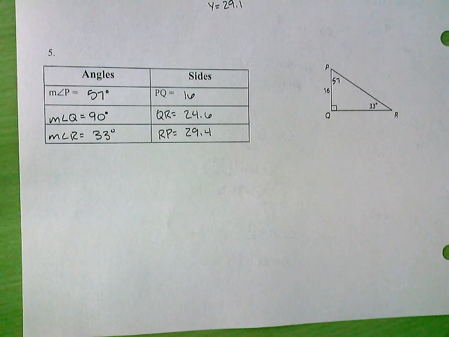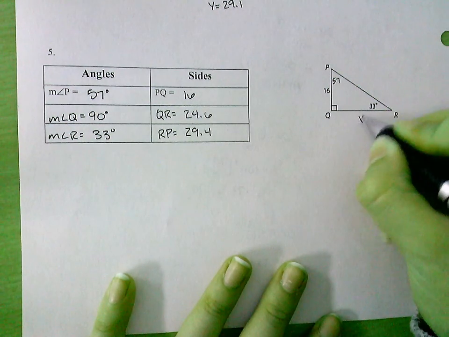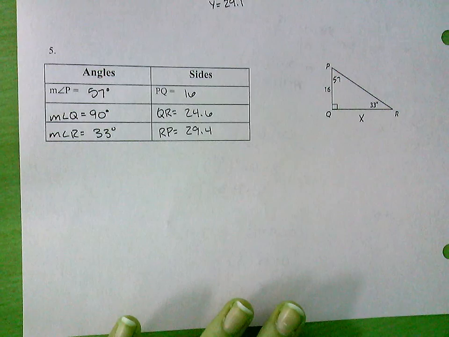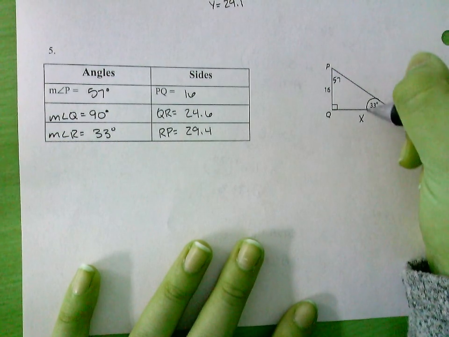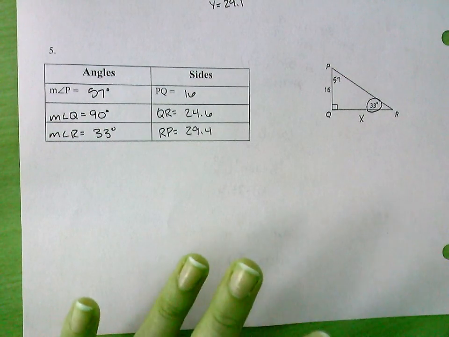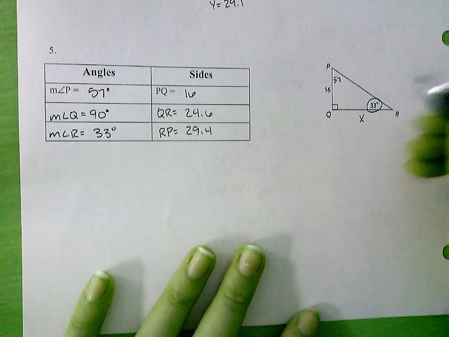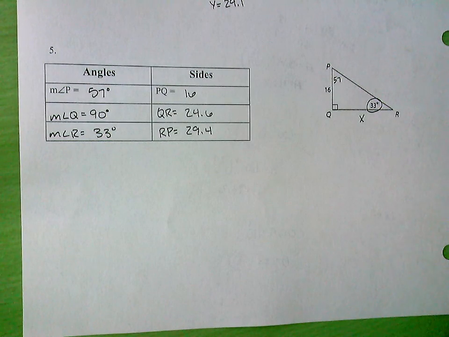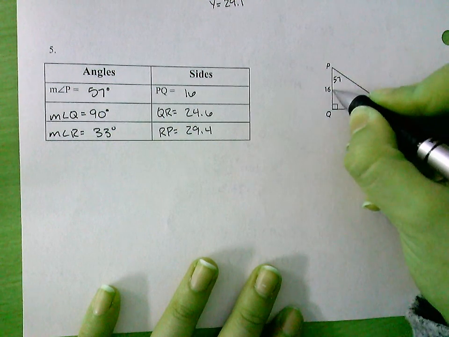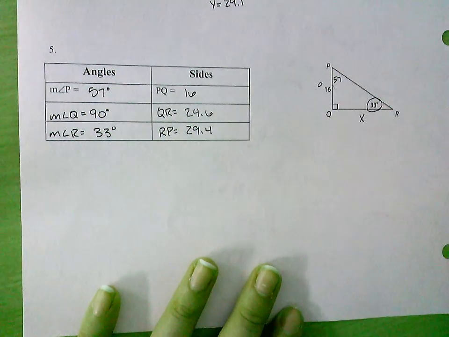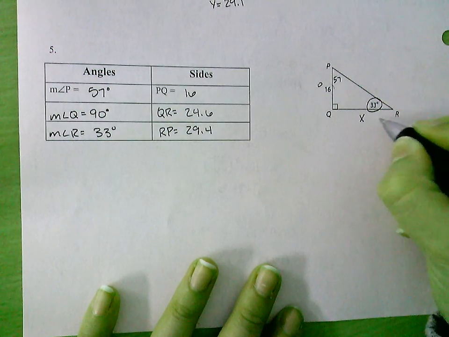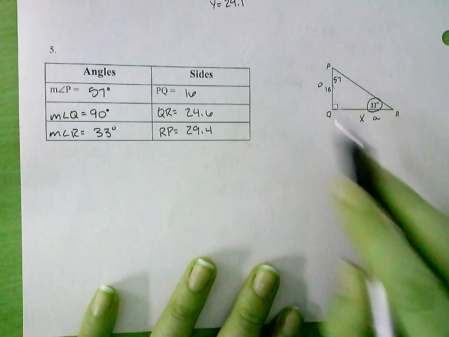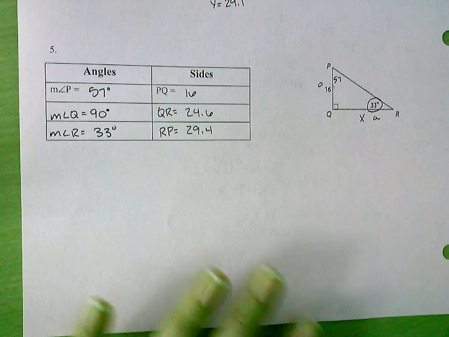So when I'm looking for a side, I usually label them with a variable. Say I want to find QR. I'm going to label that as X. I'm going to go from this angle right here because that's the one that was given to me. Now, if I want to use my SOHCAHTOA, my trig ratios, to solve for those sides, opposite would be 16, and this side here is adjacent. So I have O and A. I'm going to use tangent.